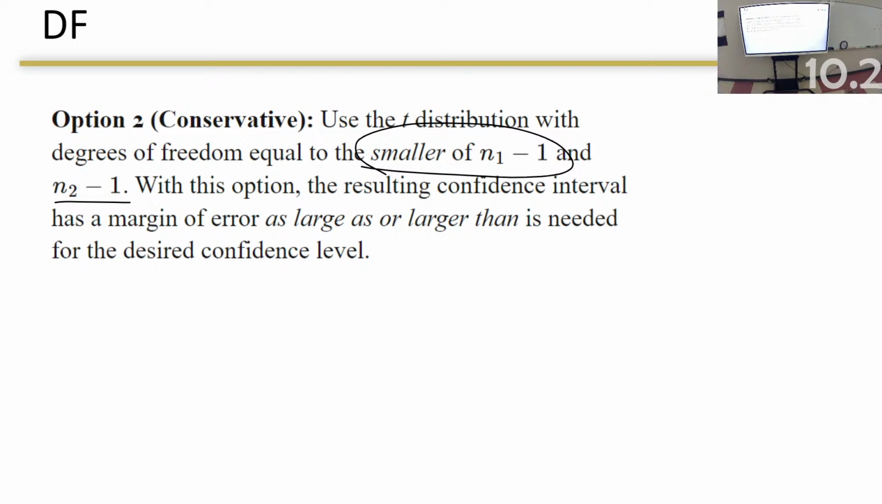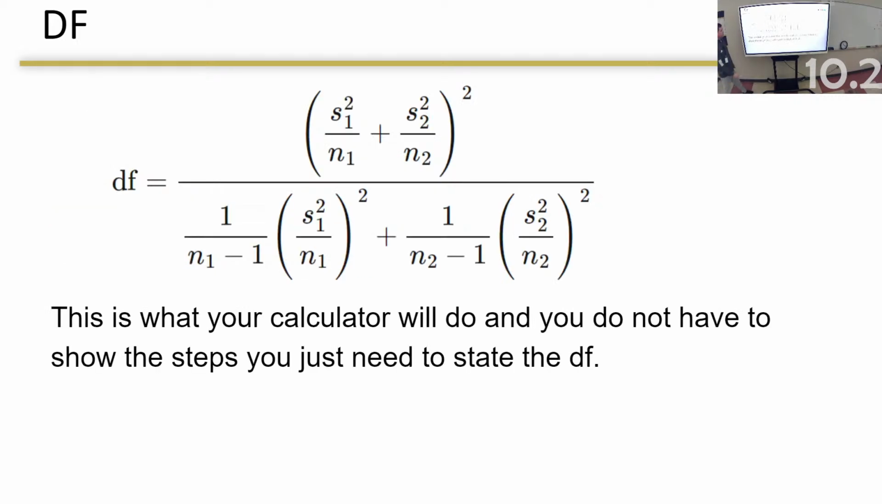With this option, the resulting confidence interval is larger. You're going to use option 1 most of the time because your calculator is just going to give it to you. So DF equals whatever, and it's going to be a decimal. It's going to be nasty, as you can tell from all this stuff going on. Basically, it's the variance squared, n minus 1, and then that variance, I don't know.